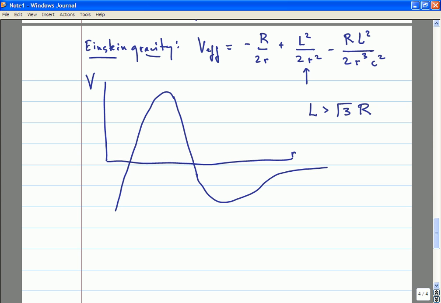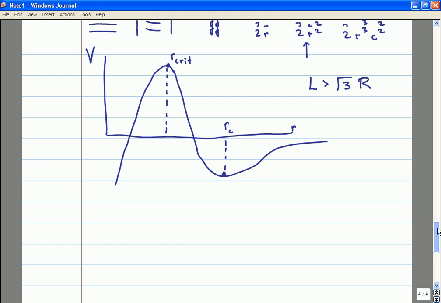So if L is bigger than root 3 R, then we have a stable circular orbit, as usual. We also have an unstable circular orbit at a place that I will call R critical. And it's straightforward to go ahead and solve for RC and R critical.